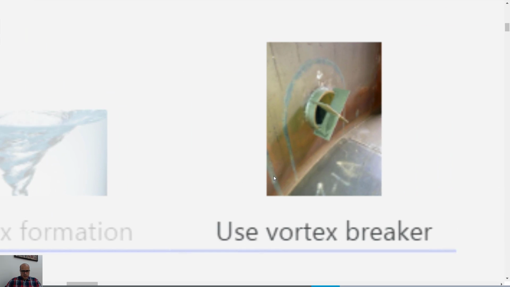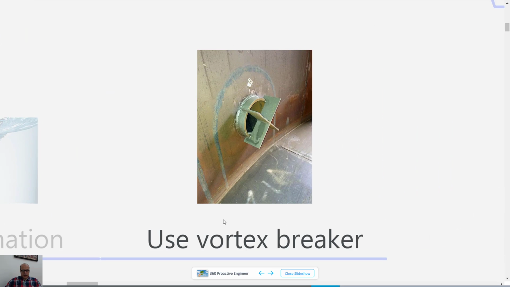In order to avoid that, we will install a vortex breaker. This vortex breaker will not allow the liquid, when it goes to the suction of the pump, to have a rotation movement. This rotation or this vortex can cause cavitation also on the suction of the pump, and we need to avoid that by installing this one. In some cases, they install the same pattern for this vortex formation on the discharge also.